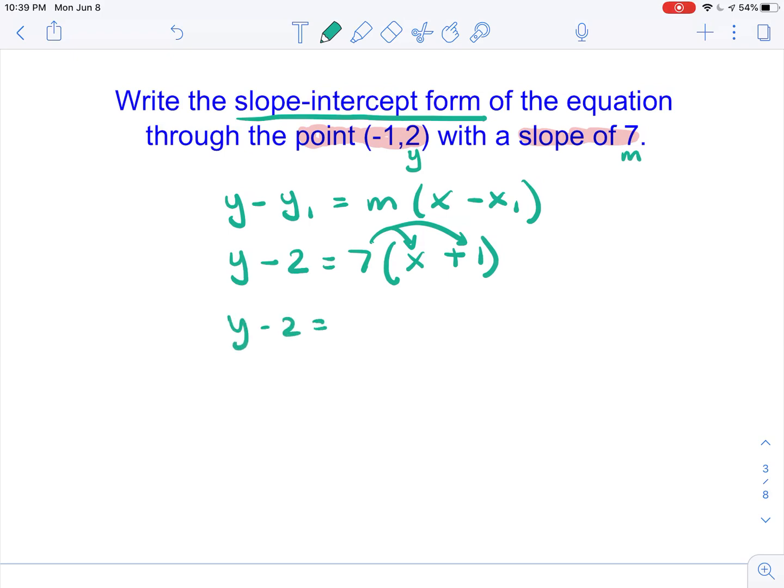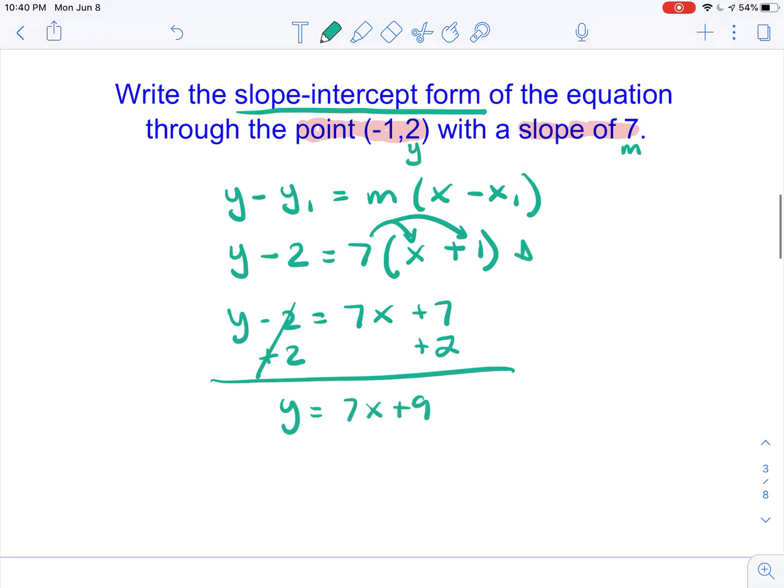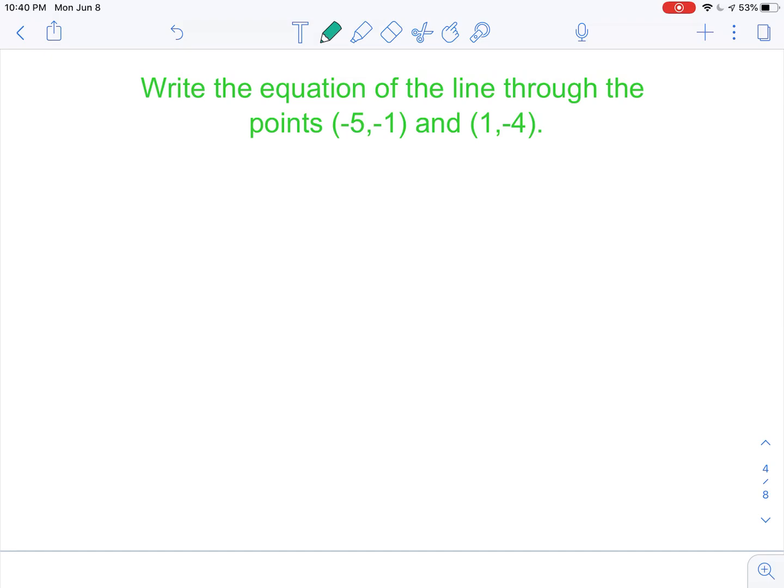So to do that, we need to distribute this slope right to the parentheses so that I can break it open, and then move my constant next to the y over to the other side. Okay, and we get 7x plus 9. So it's not that this point slope is not a valid answer. It is a valid equation, but it asks for slope-intercept form, so we want to make sure we put it into slope-intercept form. All right.